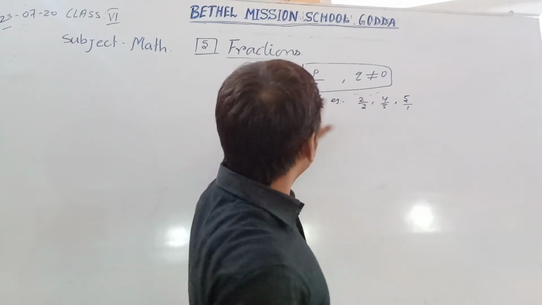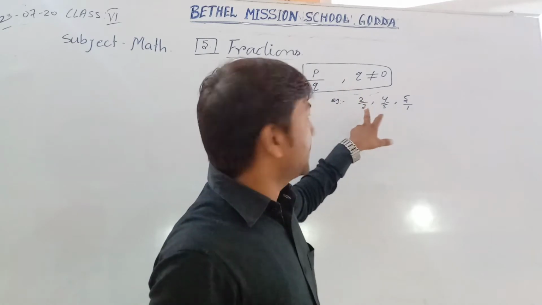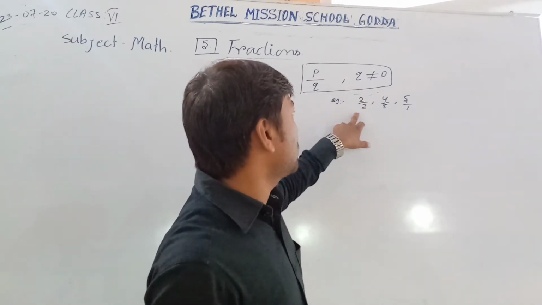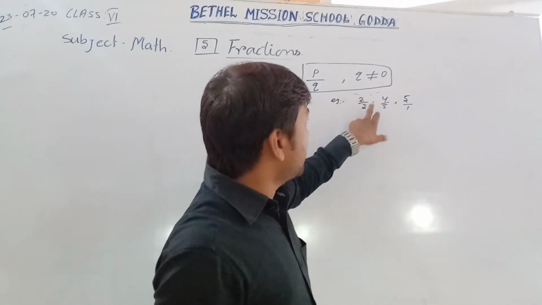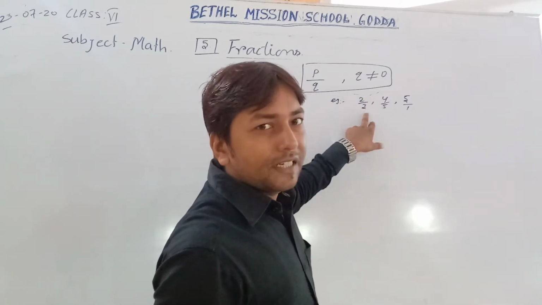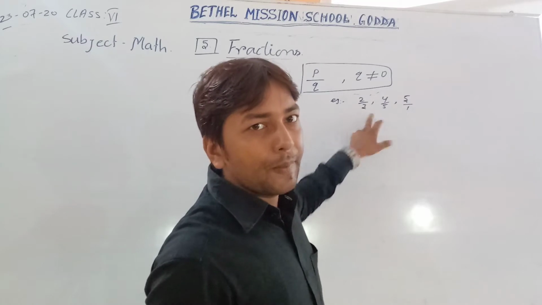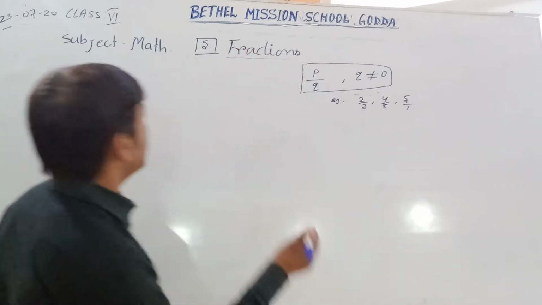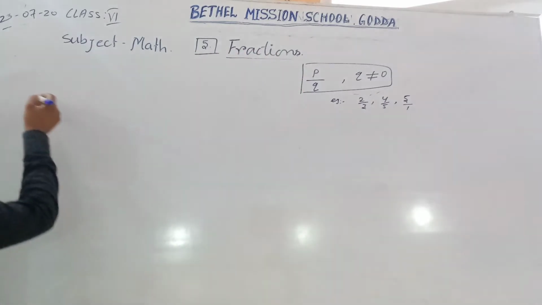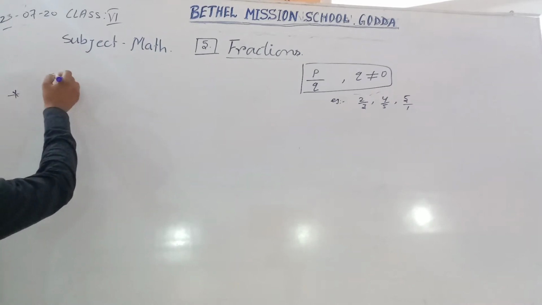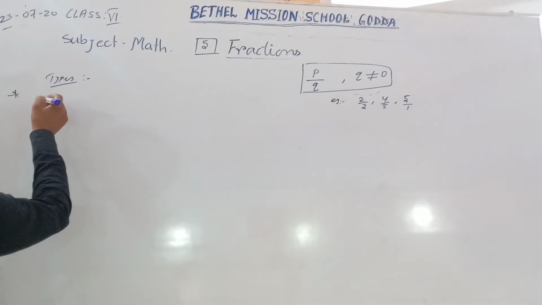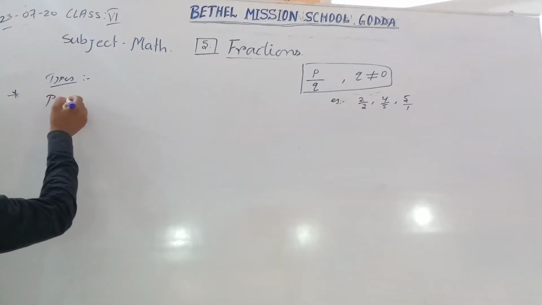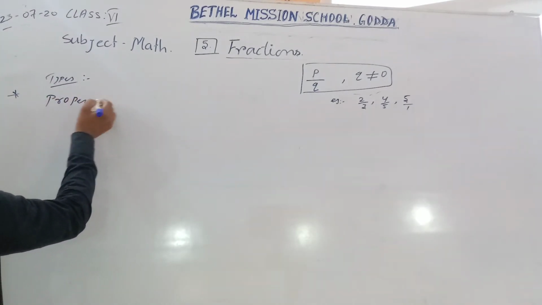Also, in the chapter 5a exercise you have solved, what is written on top is the numerator, and what is written below is called the denominator. Now we learn about some types of fractions. The first type is the proper fraction. What is a proper fraction?